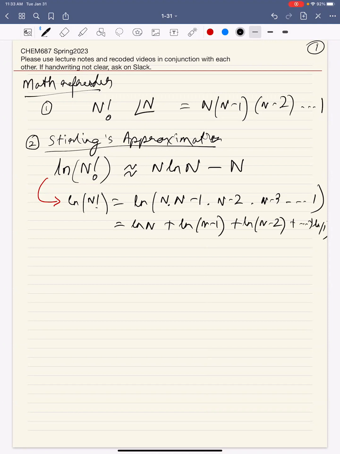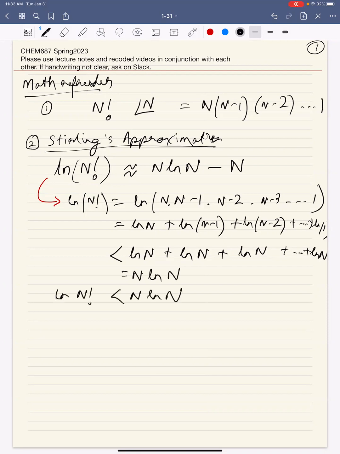There is no approximation here. But if I compare this with the following quantity, ln n plus, not ln of n minus 1, but again ln n plus again ln n, which one is larger, the top one or the bottom one? Bottom one, right? Because instead of ln 1, you have ln n, and we're talking only about large positive n. So this is definitely going to be smaller than that. How many ln n's do I have over here? n, right? So this is n ln n. So you can already see that ln n factorial is going to be smaller than n ln n.